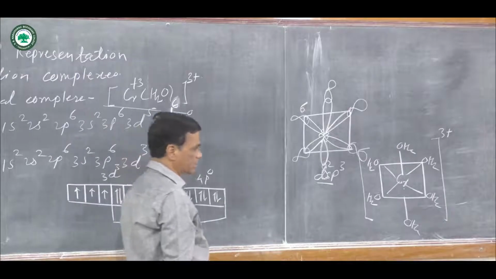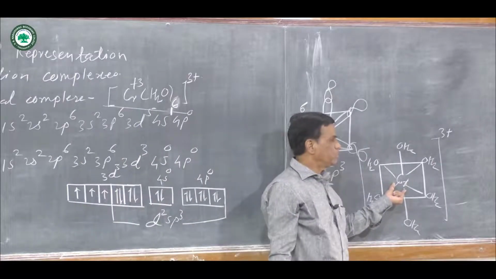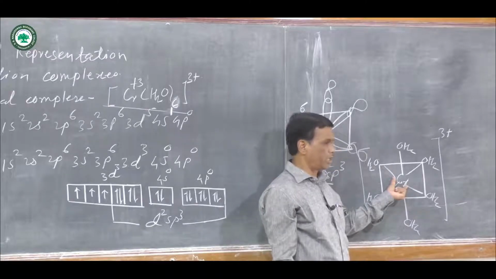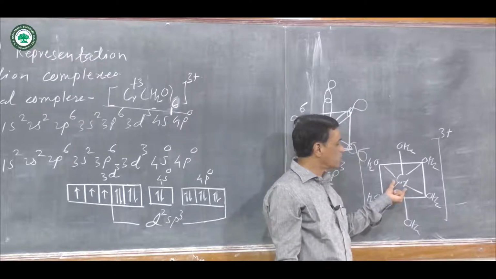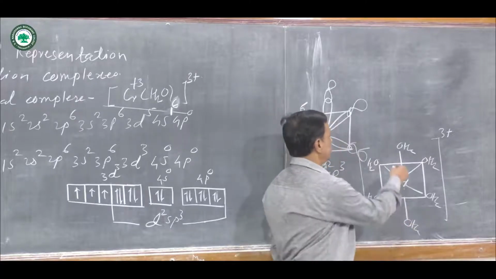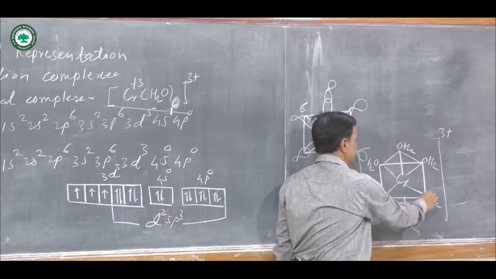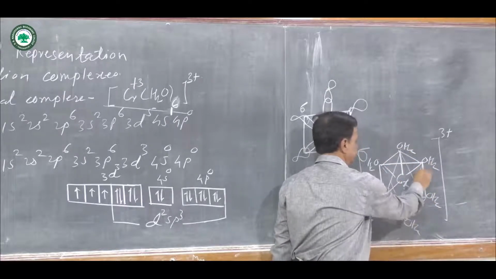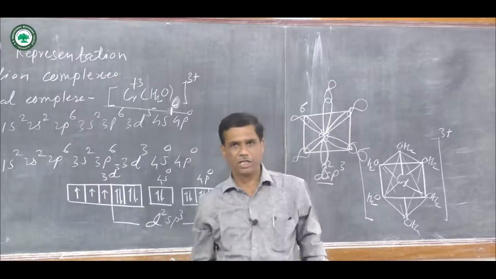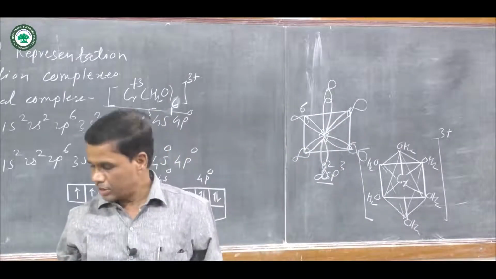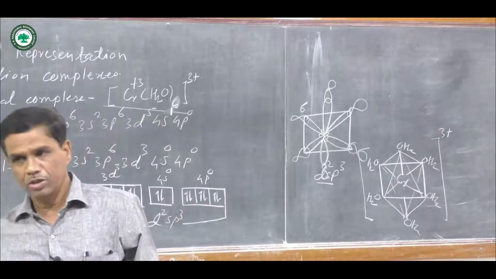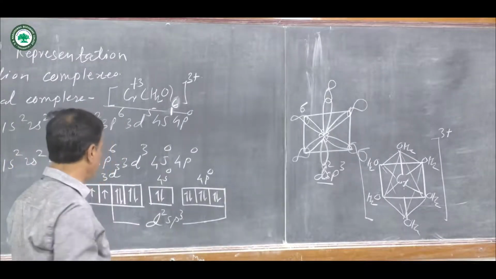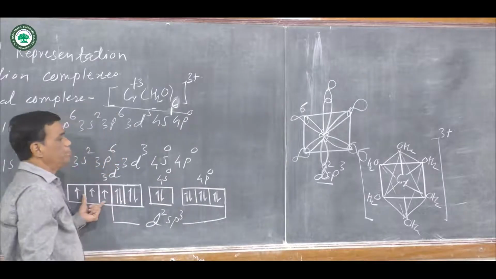In the octahedral structure, chromium is the central metal ion. There is a formation of 6 coordinate bonds, and when 6 coordinate bonds are formed, the actual structure is this octahedral arrangement. 6 ligands surround the Cr3+ ion, and in this complex ion 3 unpaired electrons are present.